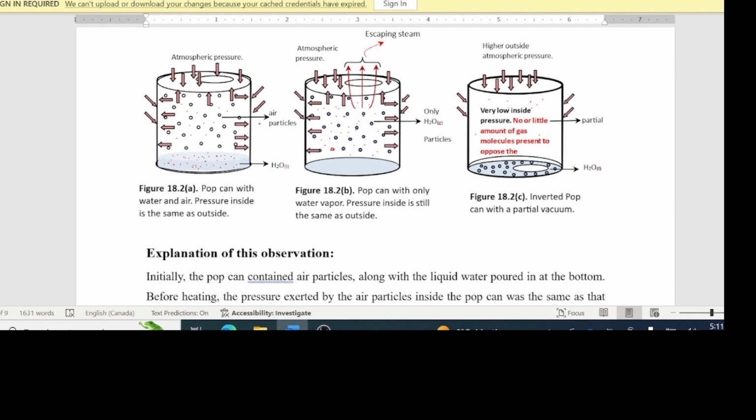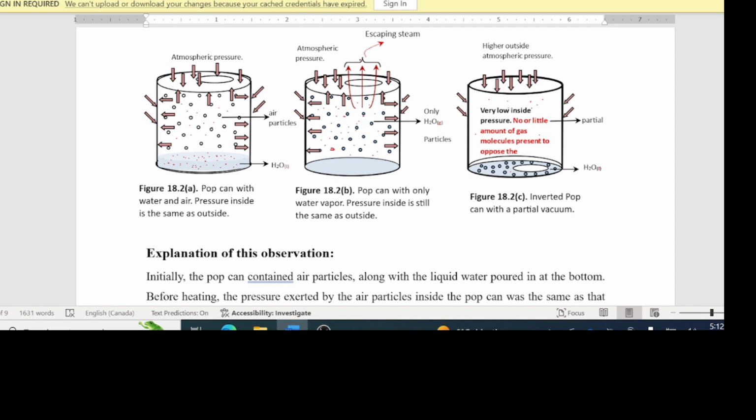Initially, the inside pressure is the same as the outside pressure. Air particles are exerting a pressure on the inside walls. Atmospheric pressure is exerting a pressure on the outside walls. When you boil this, it creates a current of steam. As it keeps moving out like that, it takes all the air particles out of the can. Eventually, you'll only have water molecules inside it. We call that water vapor.